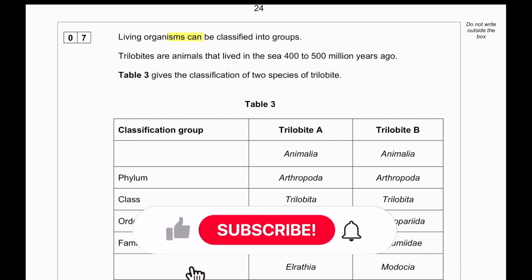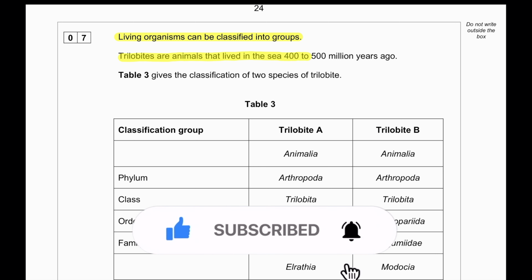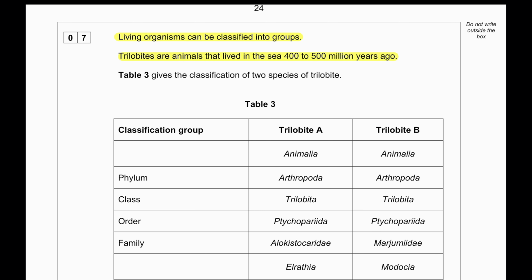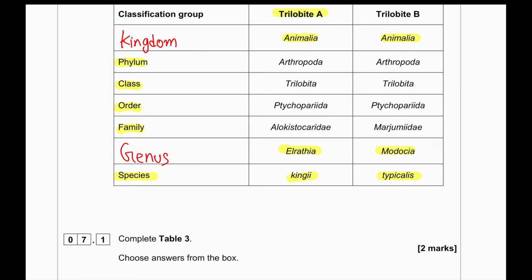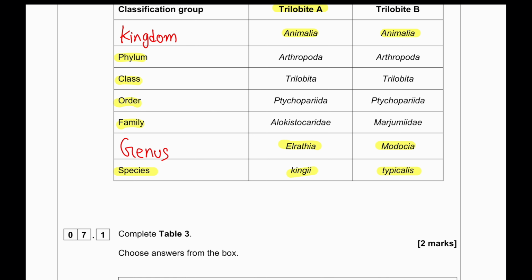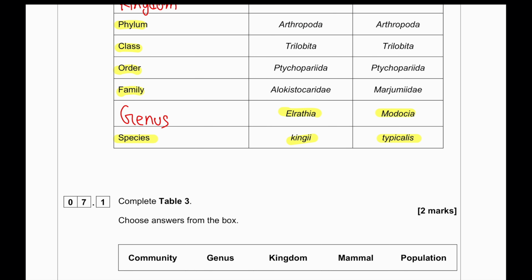Living organisms can be classified into groups. Trilobites are animals that lived in the sea 400 to 500 million years ago. Table 3 gives the classification of 2 species of trilobite. We can see Animalia in both cases, so the first one is the kingdom. Then we can see the phylum, class, order, family. Before species, we always have the genus, and finally it leads to species. So the last two are the binomial name, which we can see: Elratia kingi and Modosia typicalis.